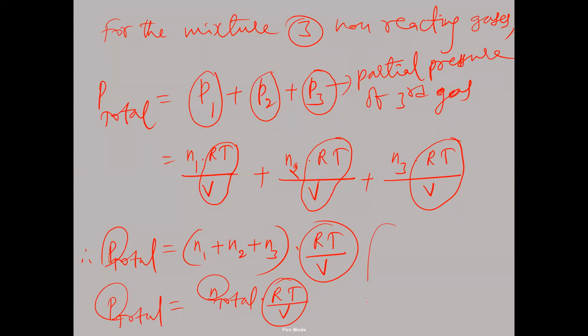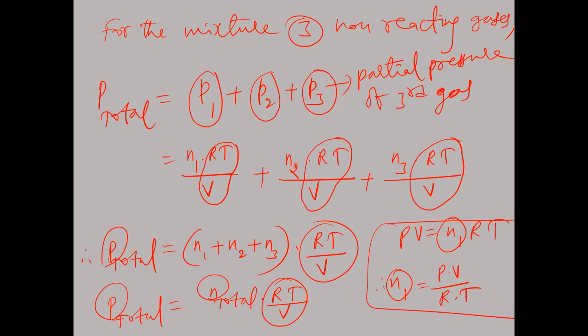Again, how to take the number of moles of each gas from the ideal gas equation? From the ideal gas equation, PV is equal to nRT. If you take the first gas, it will be n1. Therefore, n1 is equal to PV by RT. From this we can calculate n1. So in this way, it is one of the formulas. Take a screenshot of this once.